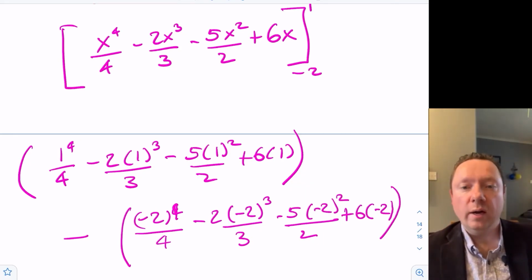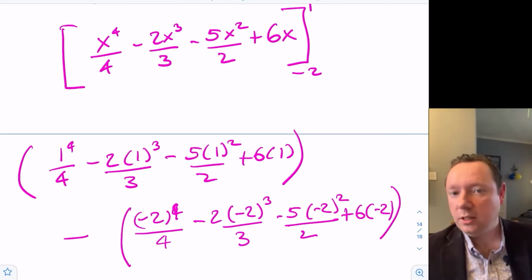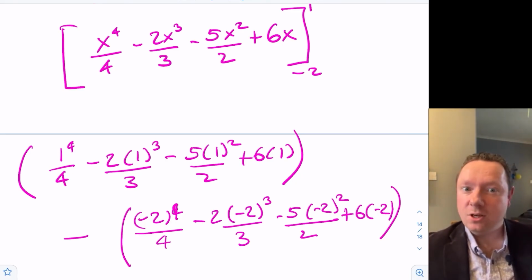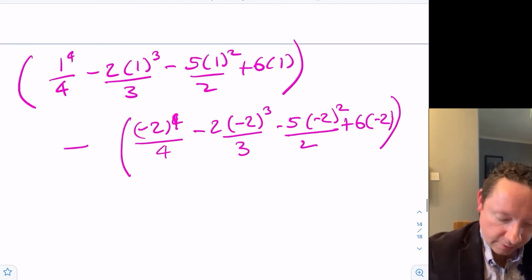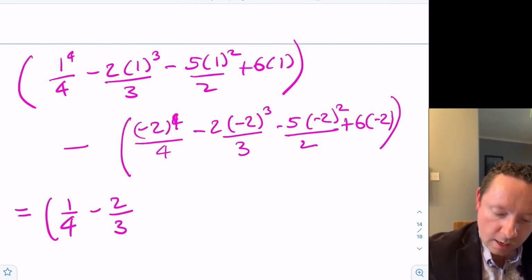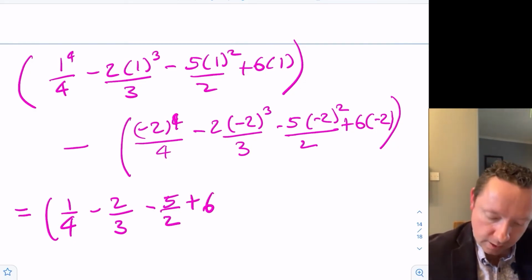Now usually at this point, depending on the mark scheme, you're only going to get 1 mark, usually more, after you've substituted. So if you get really stuck here, just move on. But let's just try and get it, okay? So that gives us, being very careful, first term, 1 to the 4 over 4 is just a quarter for the first bracket. 1 cubed is 1, so I get minus 2 thirds. 1 squared is 1, so I get minus 5 halves. And plus 6. I'm not going to bother trying to add these fractions, I'm going to use a calculator.